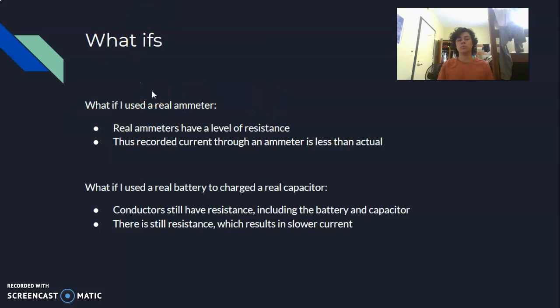Now, what if I used a real ammeter? Ammeters have an actual resistance in real life because they interfere with electrons. Obviously, in the simulation, there are none. So the recorded current through an ammeter is actually less than what it actually is. And also, what if I used a real battery? Conductors still have resistance, including the battery and the capacitor. So there would be a slower current just because everything has some kind of resistance. Even the best conductor in the world still has some resistance. So in real life, we would have to keep that in mind, which would result in a slower current.